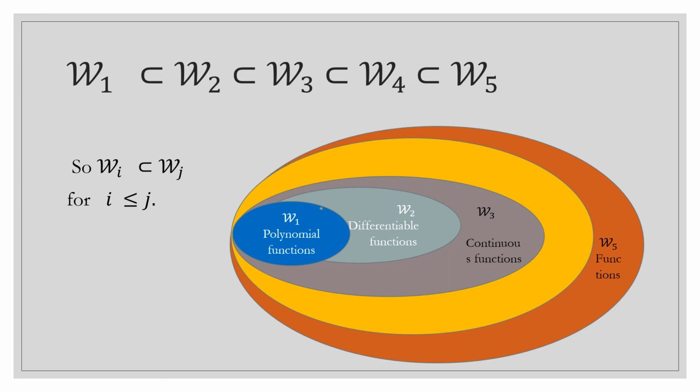So here we have polynomial functions contained in differentiable functions. Differentiable functions are contained in continuous functions, and continuous functions are contained in integrable functions, and integrable functions W4 are contained in just functions. So all polynomial functions are functions themselves.